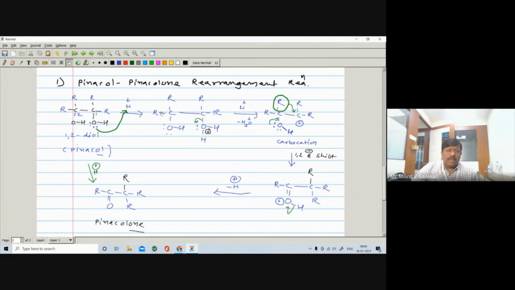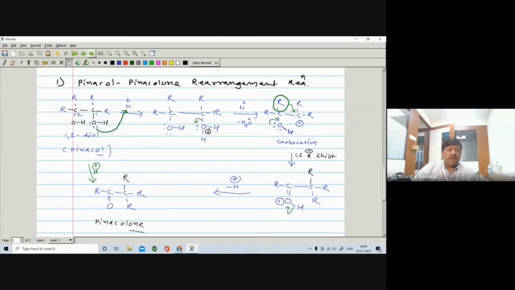So in the pinacol-pinacolone rearrangement reaction, the starting compound is pinacol and the product is pinacolone. So the conversion of a 1,2-diol into a ketone is a rearrangement reaction. For example, if you replace all R by the same methyl group or phenyl group, you will get the next example. So here is a general representation.